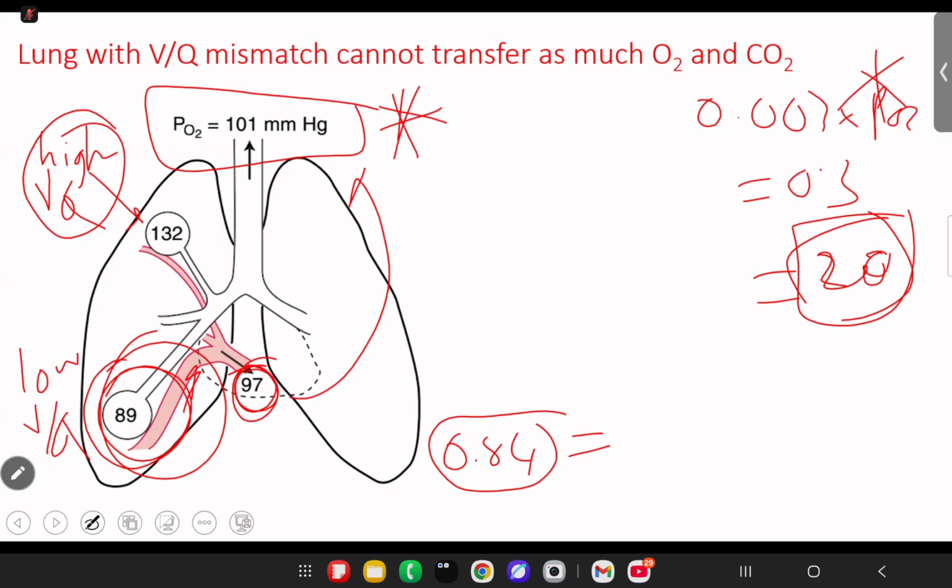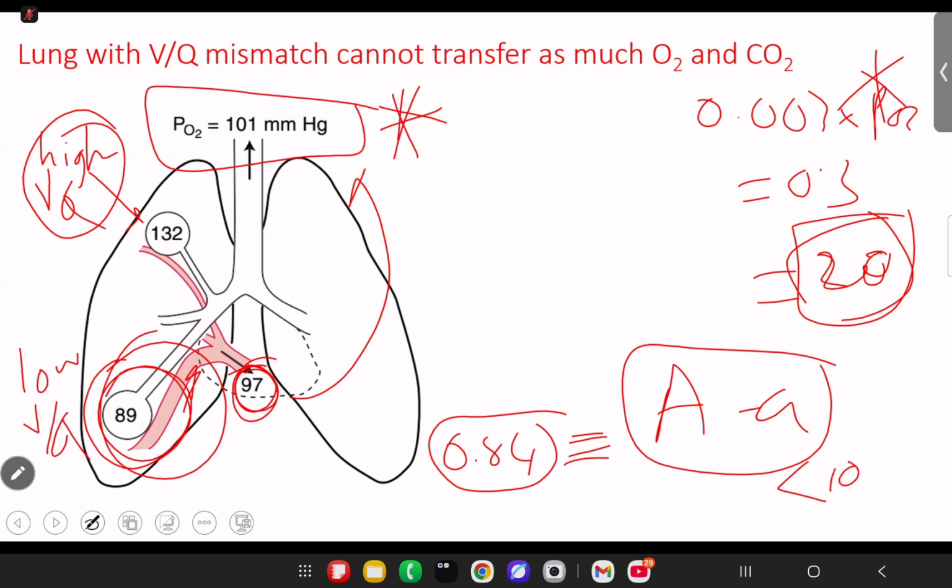So the VQ mismatch is because of this problem. Normally it is not significant. We don't call this one a VQ mismatch, I mean, significant VQ mismatch. This is actually the reason why you have an alveolar-arterial gradient of roughly less than 10. This is because of the VQ mismatch. Here you can see, if you look at the alveoli, you will say 100 and then 97, it's about 3. So the normal AA gradient is because of the varying VQ.